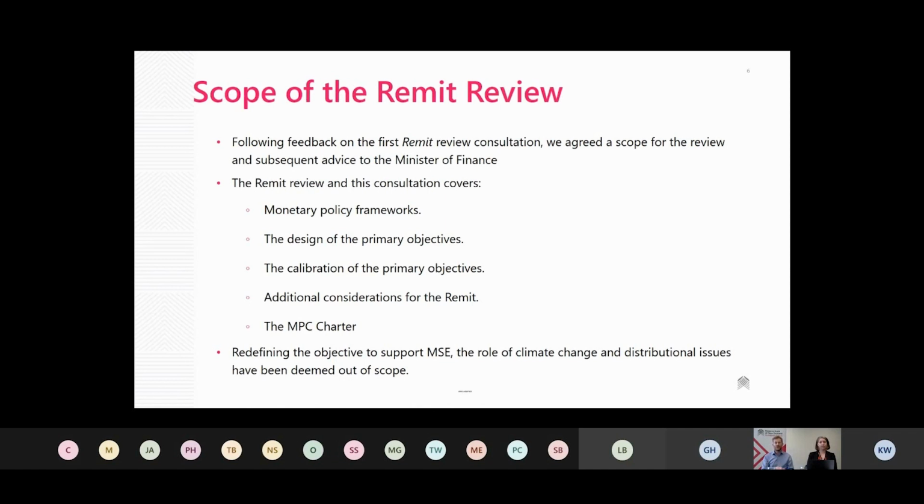When we went through the first consultation process, we talked about a number of things which we could consider within the scope of this review, but ultimately, having had feedback from that first round and discussing with the Minister of Finance, we've decided not to keep them within the scope of this review. Some of those things are providing more refinement of a maximum sustainable employment objective, and also the possibility of adding climate change and distributional issues into the remit. Those latter two issues are really important for monetary policy, and we need to understand them to set monetary policy well. But we don't think it makes sense to have a formal target for the Monetary Policy Committee on these two objectives.